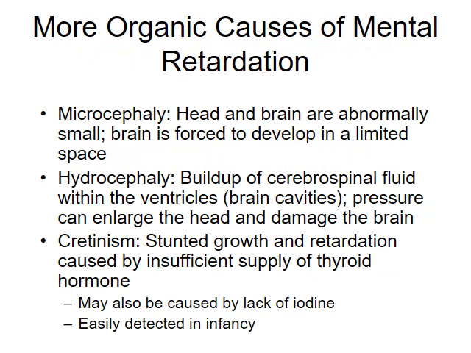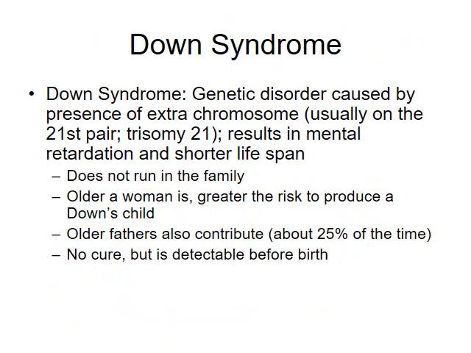Microcephaly, hydrocephaly, cretinism, all of these things, general idea, PKU is far more important. Microcephaly: head and brain are abnormally small. The brain is forced to develop in limited space. Hydrocephaly: it's normal, but there are enlarged ventricles, so fluid actually crams into the space and still stunts the growth of the brain. Cretinism: stunted growth and retardation caused by insufficient supply of thyroid hormone. And again, those you're not going to get tested on as heavily. Make sure you know PKU.